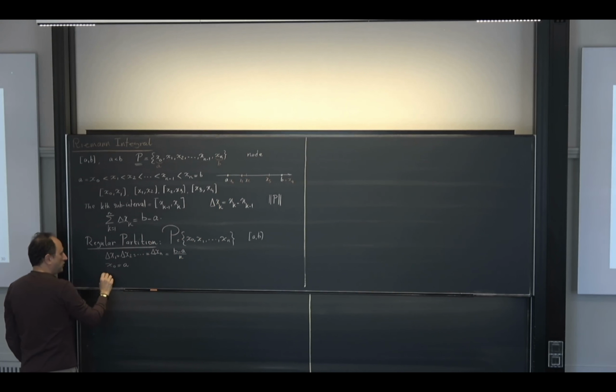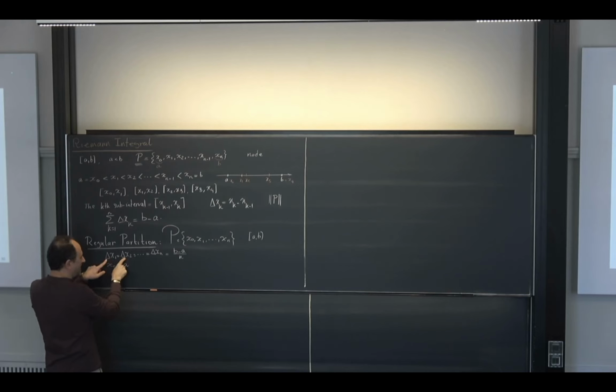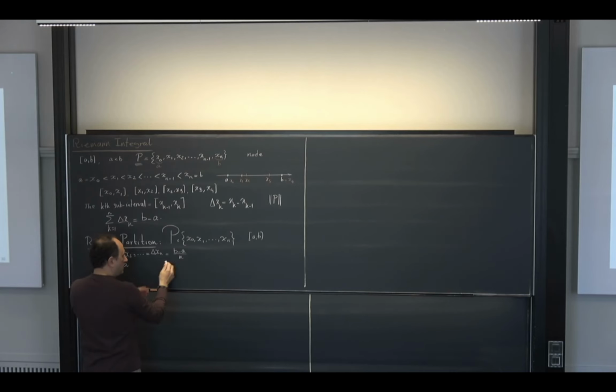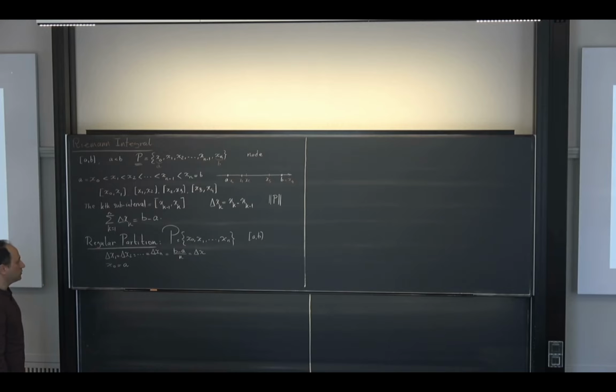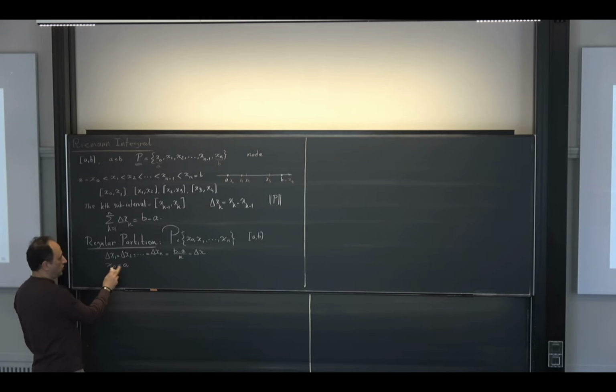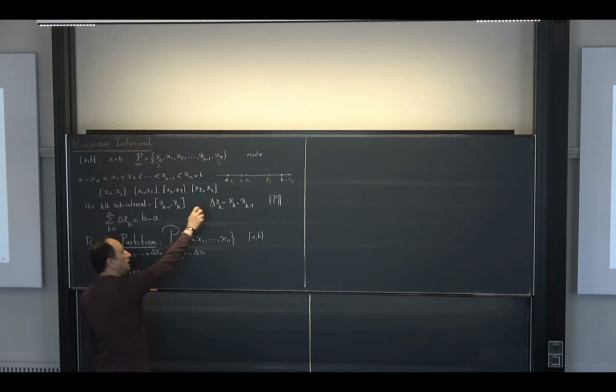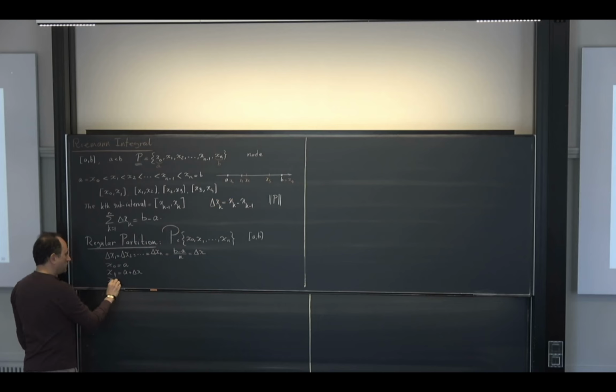In principle, when I have a regular partition, I will not call it delta x1, delta x2, etc., because all of them are the same, so I simply write delta x. So when I am just using delta x without any indices, it means that I am working with a regular partition. In that regular partition, of course in any partition x0 is a, but if I ask you what is x1, x1 is a plus delta x. Do you agree? Because I have a, and I have 1 delta x. But if I ask you what is x2, x2 is a plus 2 delta x.